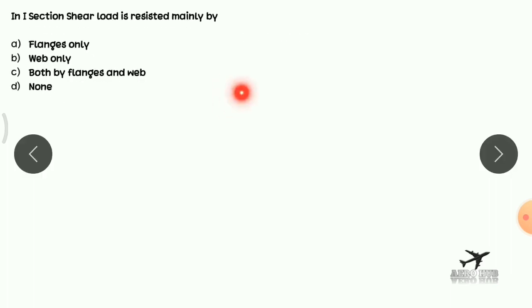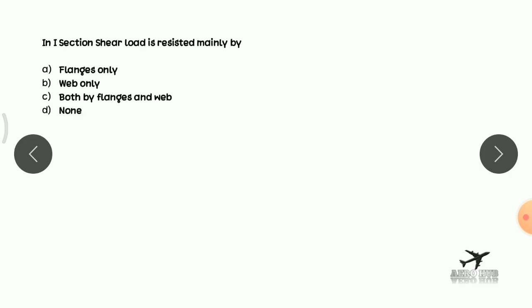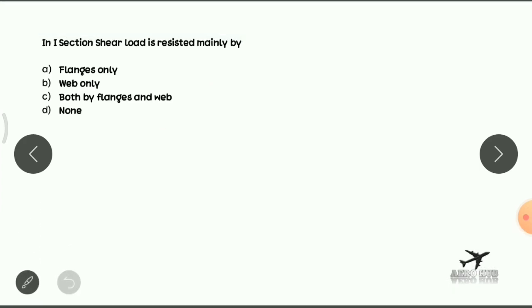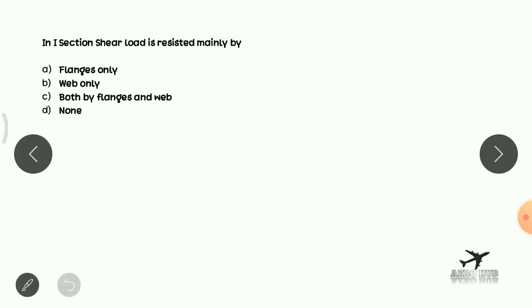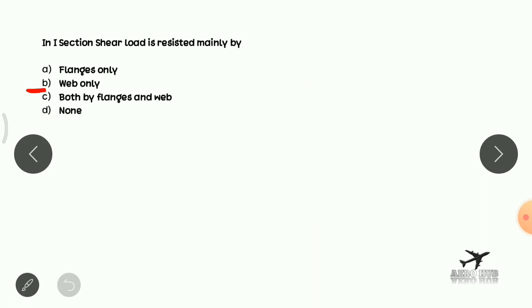Next question. In an I section, shear load is resisted mainly by: flanges, web, both flanges and web, none. This is an I section, and this horizontal member is called the flange, and this member is called the web. In the case of an I section, the flanges will carry the bending load and the web will carry the shear load. Therefore the answer is option B.